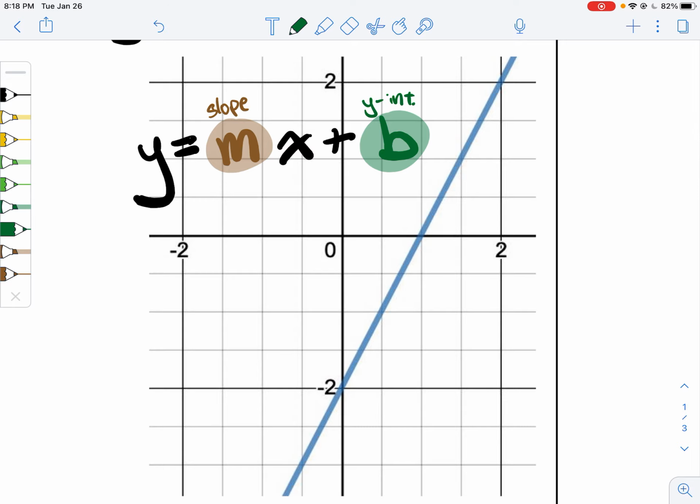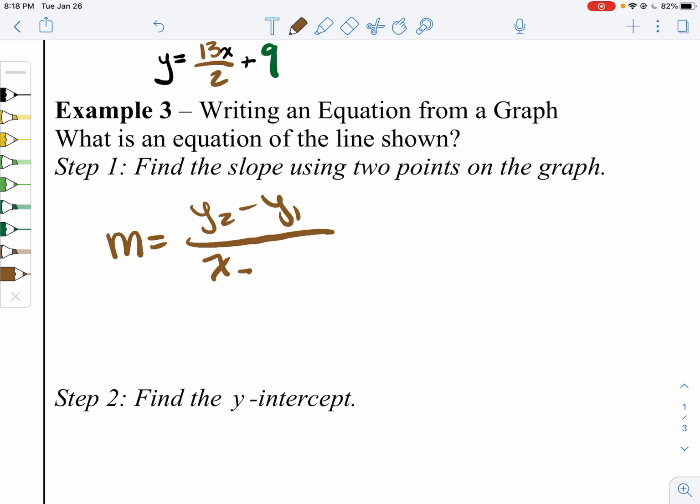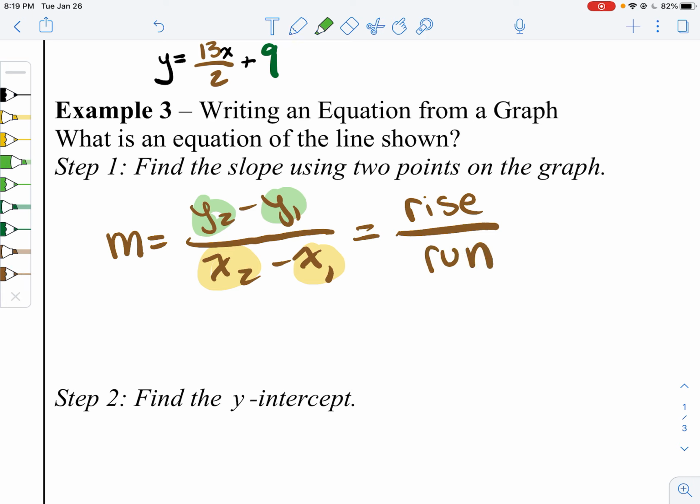We can totally use our slope formula if we want to. I remember that slope equals y2 minus y1 all over x2 minus x1. I'm going to plug in my y values from my 2 different points and my x values from my 2 different points and whatever that comes out to be. Or you can remember that slope is rise over run. Rise is the difference in the y's and the run is the difference in the x's. I'm going to use that shortcut.